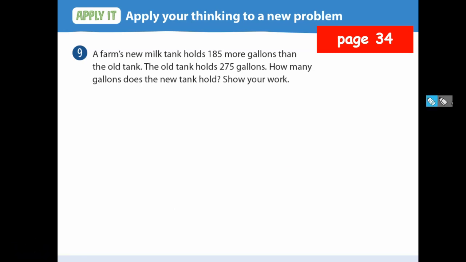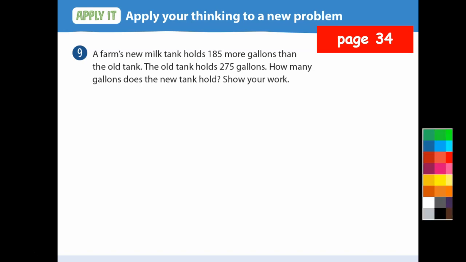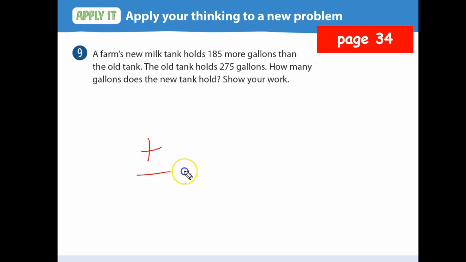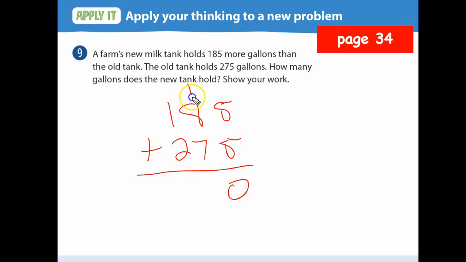So again, many strategies, right? So we use something like this. 185 plus 275. Well, I know 5 plus 5 is 10. Carry the 1, right, to the tens place. 8 plus 7 is 15, plus 1 more, 16. I put the number in the ones place first, and the number in the tens place goes up to the next column to the hundreds place, okay? So 1 plus 2 is 3, plus the 1 that I carried, 4. So my answer is 460.